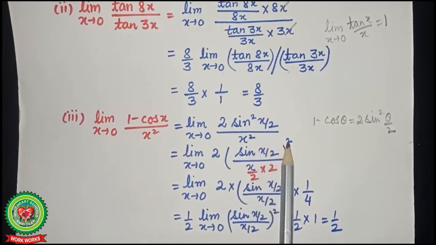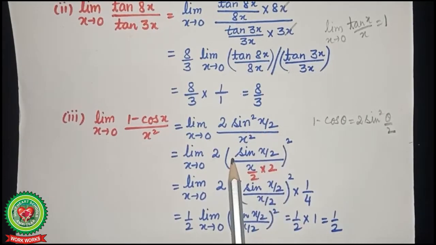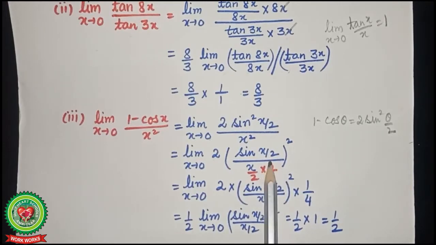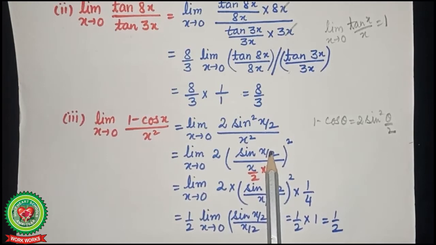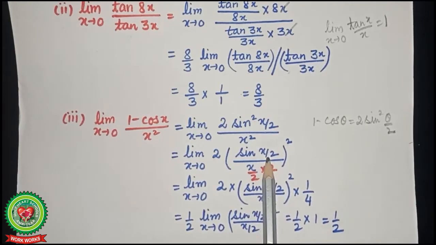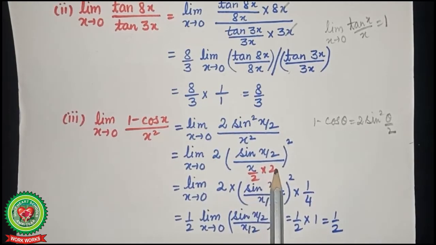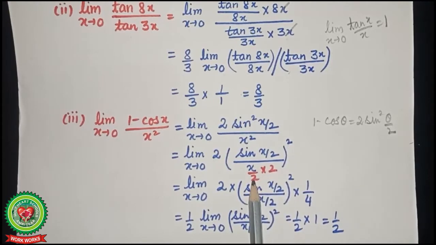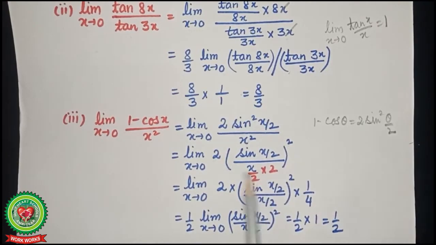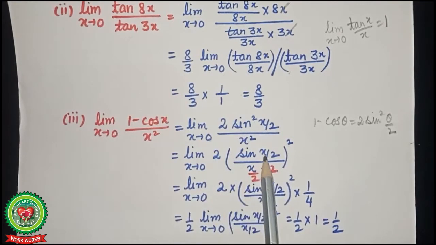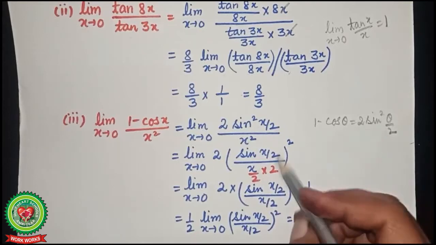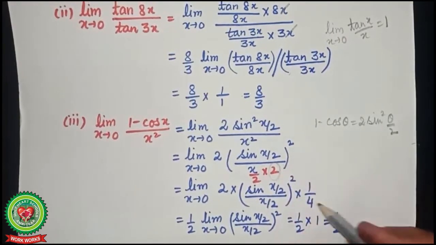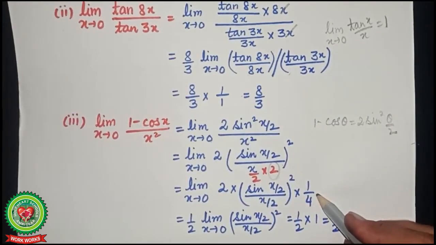So I have written it as a common. So sin(x/2) divided by x. Now, for making the denominator the same as the angle, multiply and divide by 2. So we get the limit as x approaches 0 of 2 multiplied by sin(x/2) upon (x/2) whole square, and this 2 square is equal to 1 by 4.